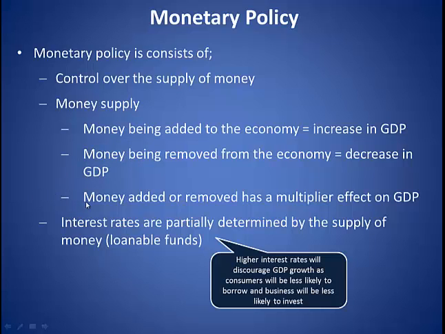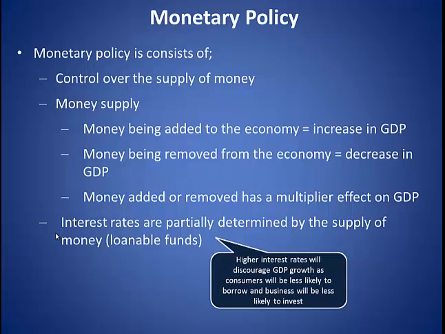The other thing we have to understand is that money does have a multiplier effect. So when we add a dollar back to the economy, that dollar is going to be respent a number of times. So if we had a money multiplier of 10 and we added $10 million to the economy, that would have the effect of adding $100 million to the economy in terms of dollars.